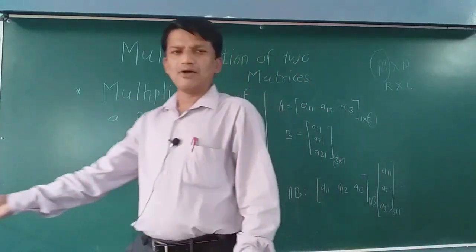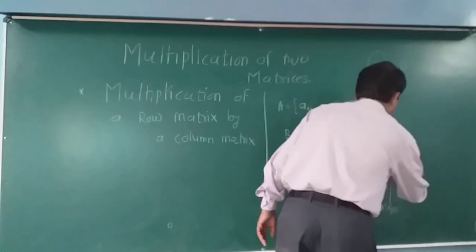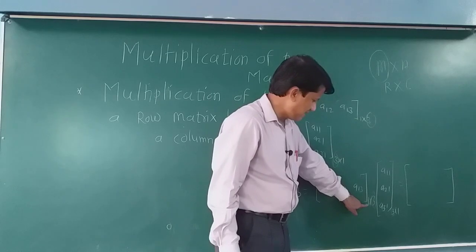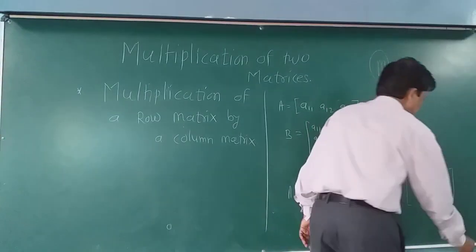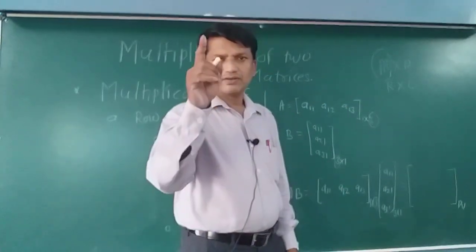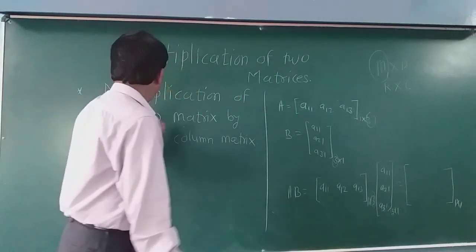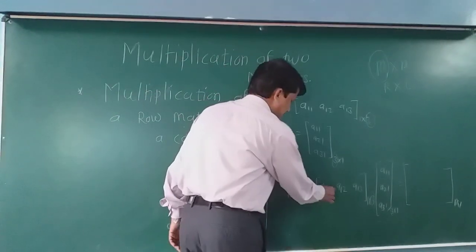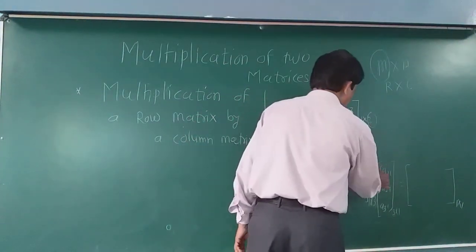And how can we find the product of this? The product can be obtained, and what will be the answer? Look here, the first number is 1, and the last number is 1. So the result is a matrix of 1 by 1 order. So how will you multiply? Multiplication of a row matrix by a column matrix. Here the first number is A11.